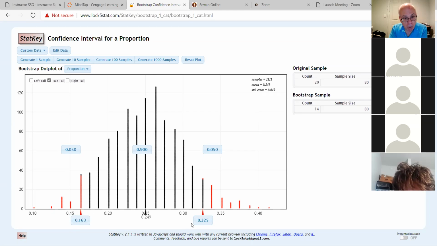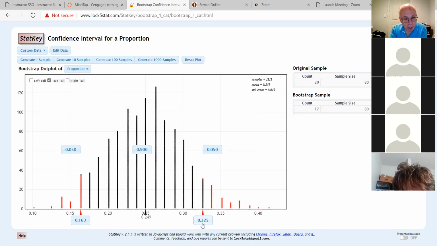Okay? Now, the only thing we did was change the confidence level. It's the same group of 1,111 samples. That didn't change. We just changed the confidence level, and we're getting a narrower confidence interval. This interval is 0.163 to 0.325. The previous one that we got was 0.163 to 0.35.